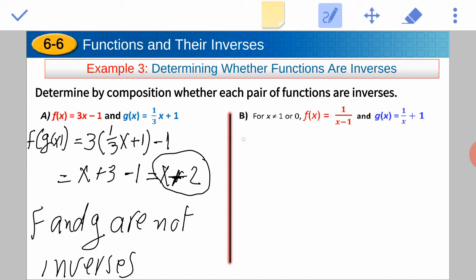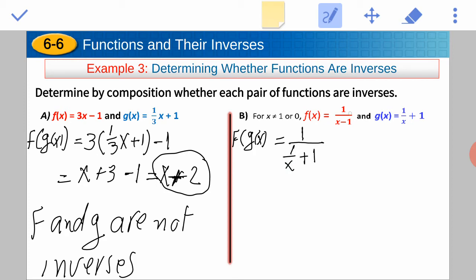So let's start with f of g of x. Let's find the function composition f of g of x. So currently we're working in f of x and we're replacing any x we find with the g of x. So guys, it's a rational function. We have 1 on the top and we have x. Remember, we're replacing this x with 1 over x plus 1.